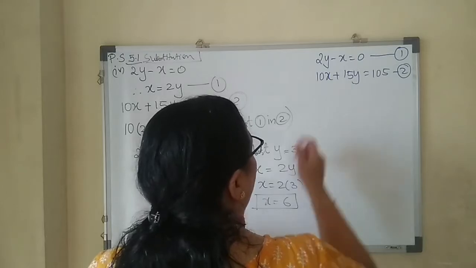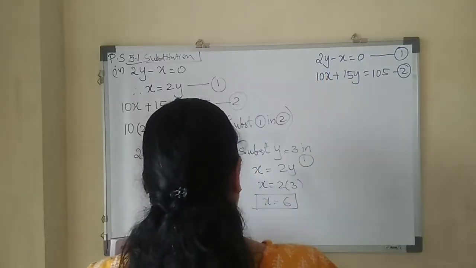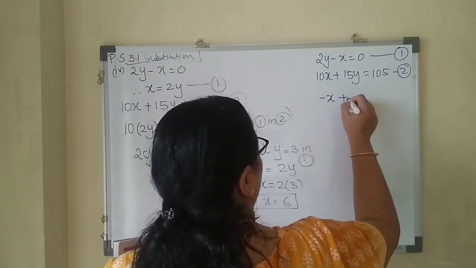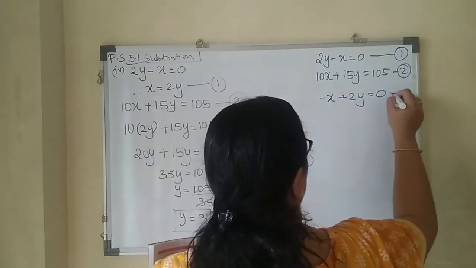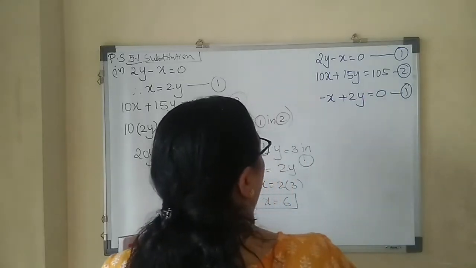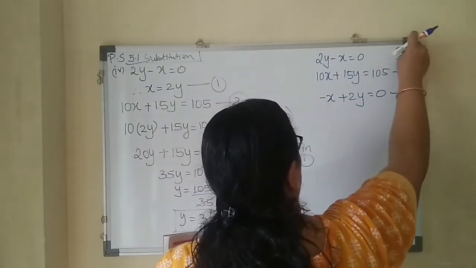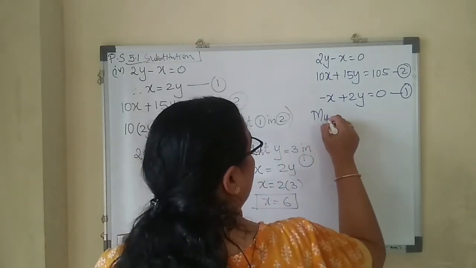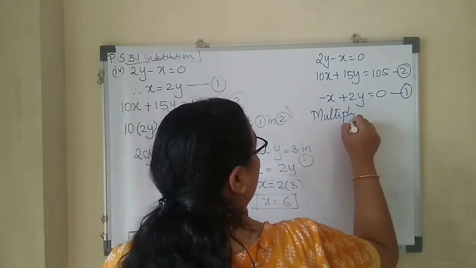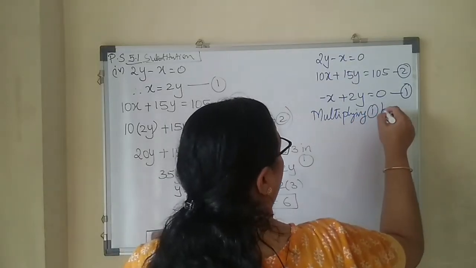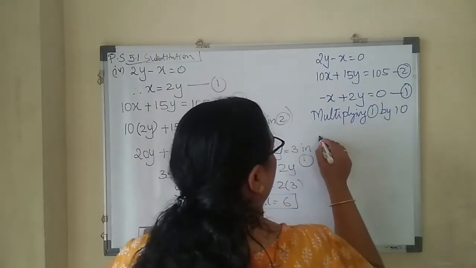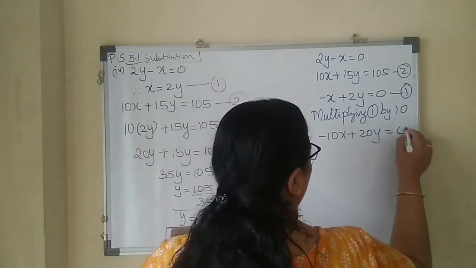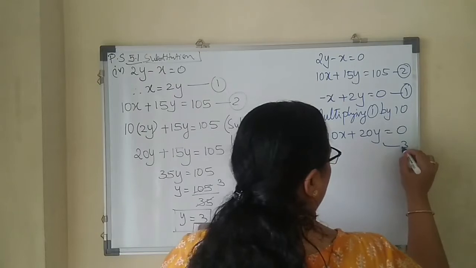So what we do is, we have to make the x coefficient 10. I rearrange the first equation. It becomes x plus 2y is equal to 0. Easier to understand. So I will not number this. I'll rearrange and number it this way. So multiplying equation 1 by 10, minus 10x plus 20y equals 0. This is your equation 3.